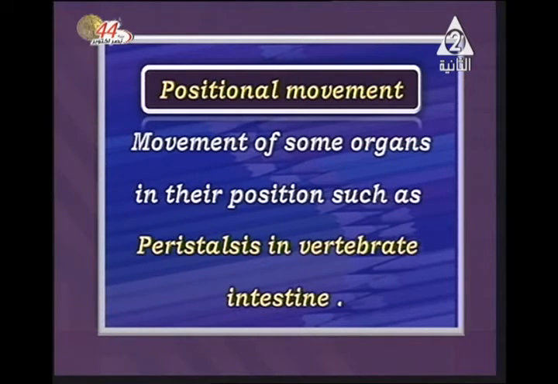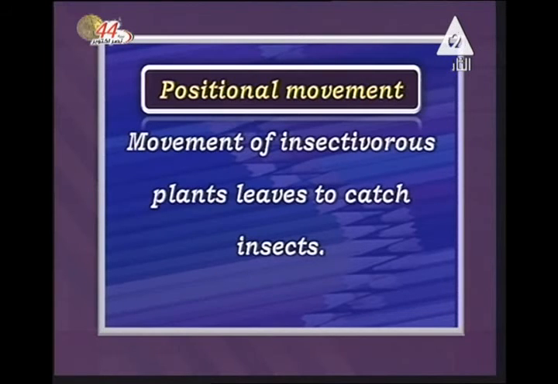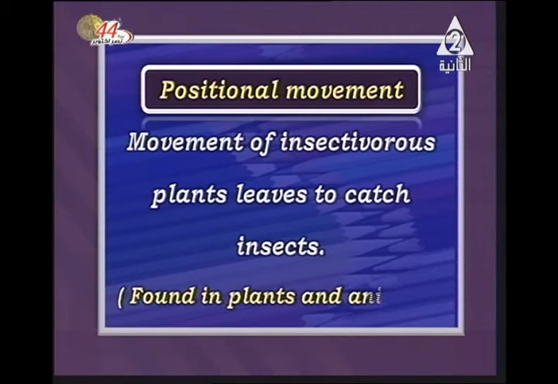Like the peristalsis in the vertebrate intestine, the movement of the small and large intestine inside your body to move the food from one part to another. It is considered a positional movement, while the circulation, the cytoplasmic streaming inside your body cells, is called continuous movement. Easy? And also the movement of insectivorous plants, some plants that catch insects. And what else? Like the mimosa plant, found in plants and animals.